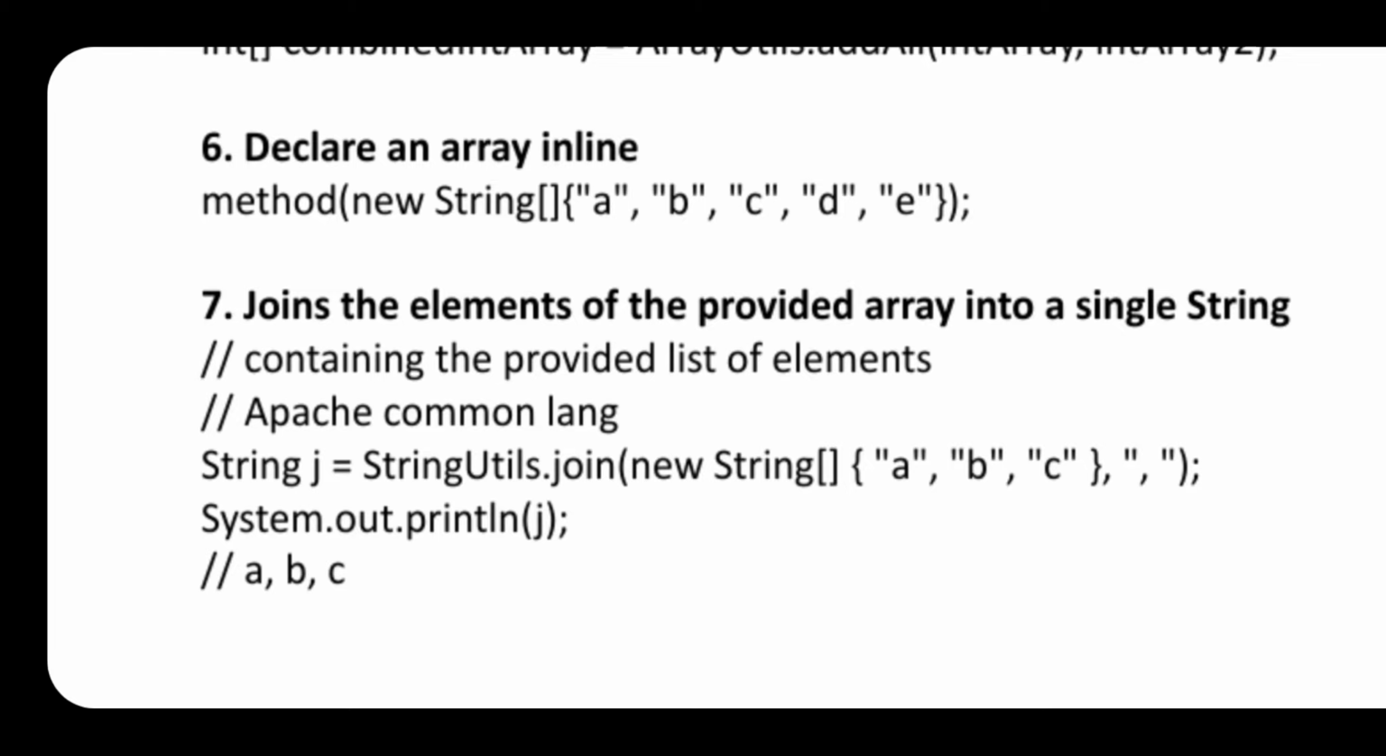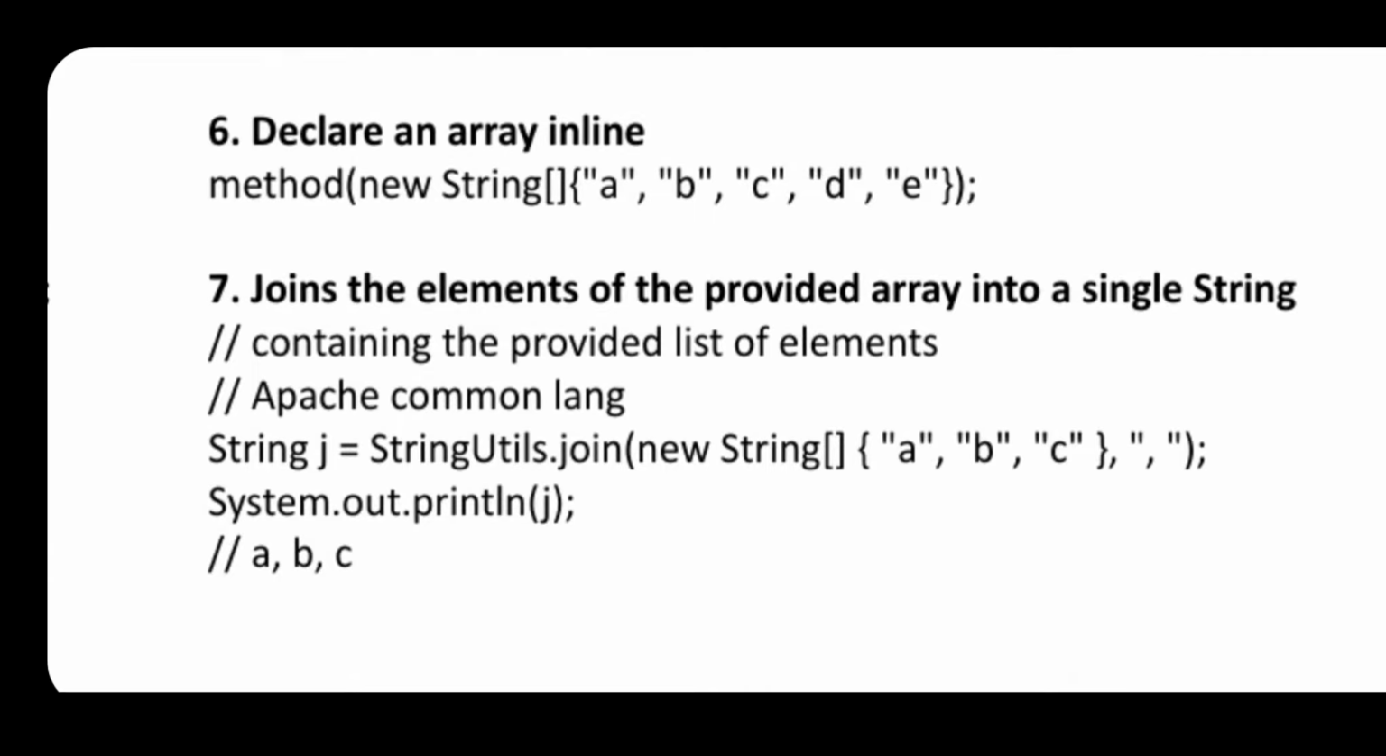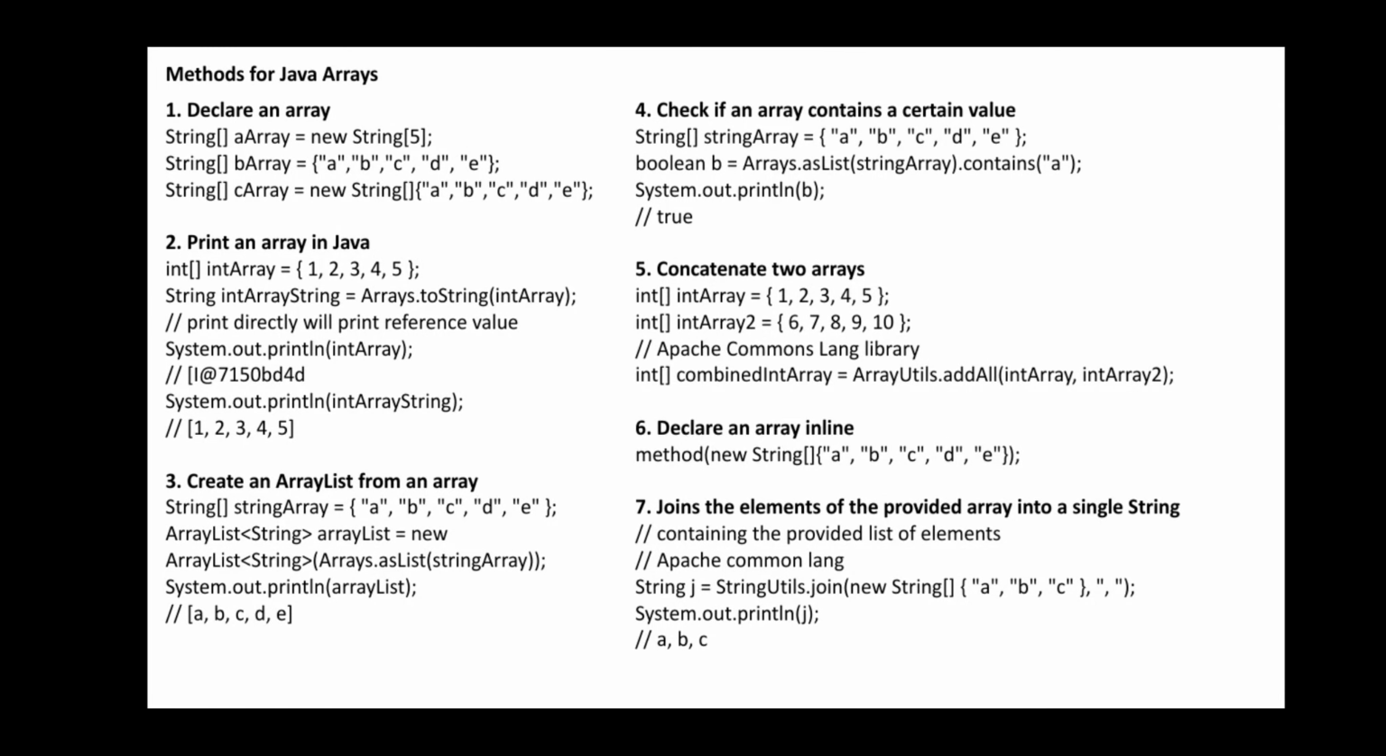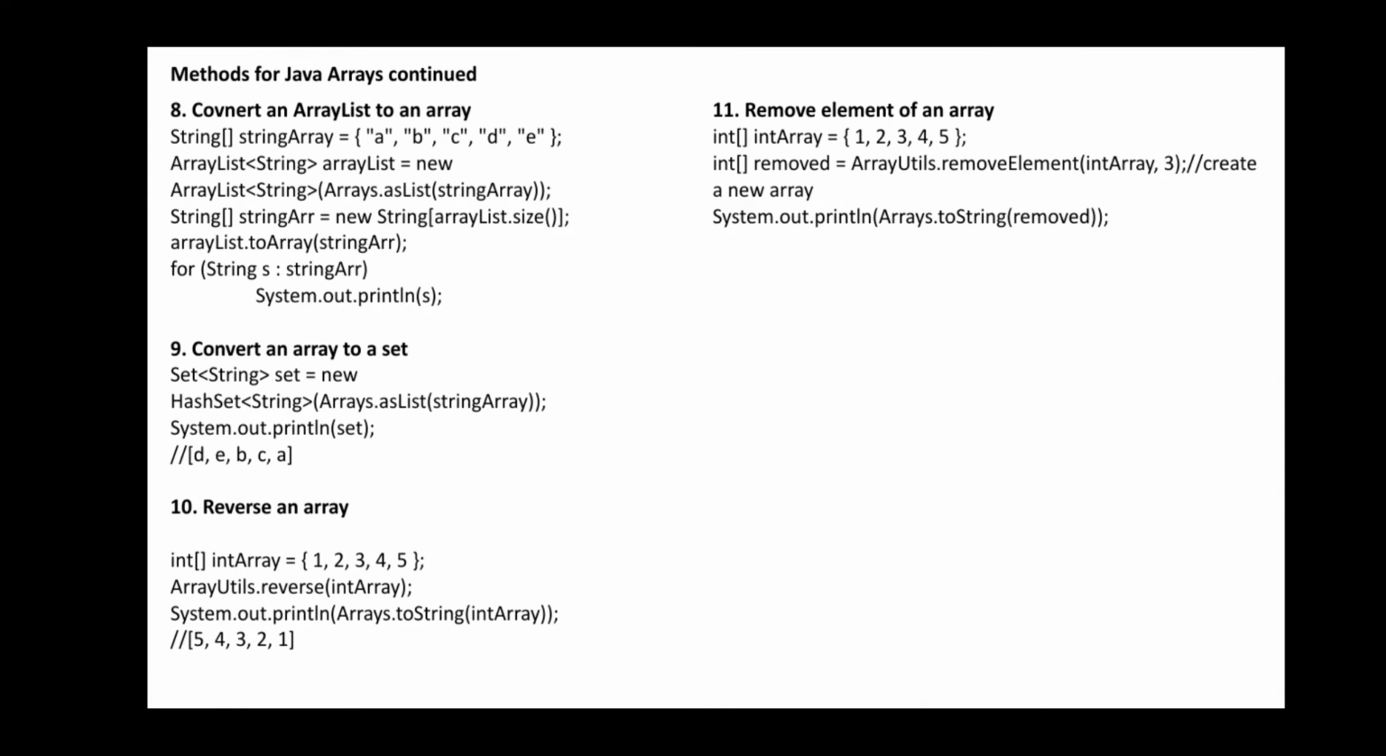It has been defined. If you define it directly, it will be displayed as a, b, c without any commas. If you want to join with commas in between, then you use the function called join. These are the simple different types of methods which are used for Java statements.